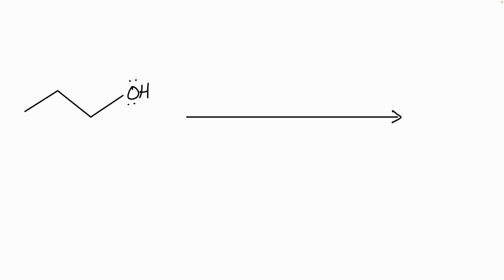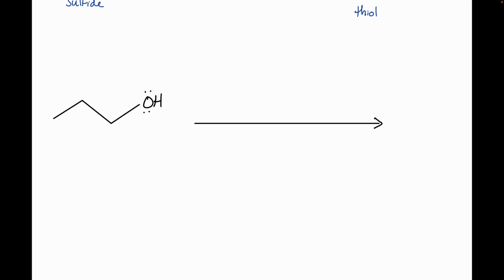Let's take a second and start to do some review from our previous chapter. What if I had this alcohol and I wanted to make a thiol? Everybody propose a synthesis method to convert an alcohol to a thiol.